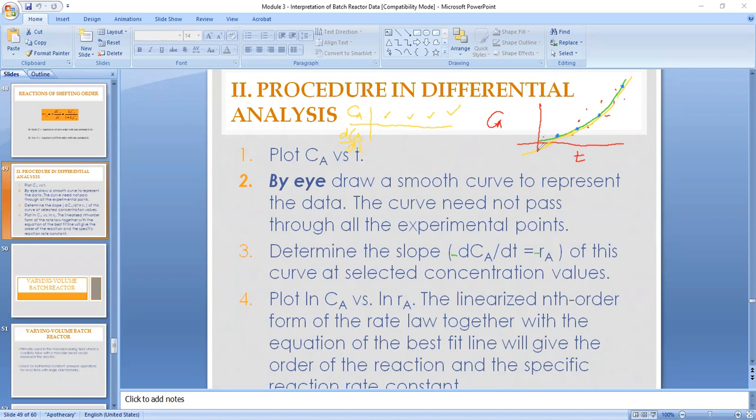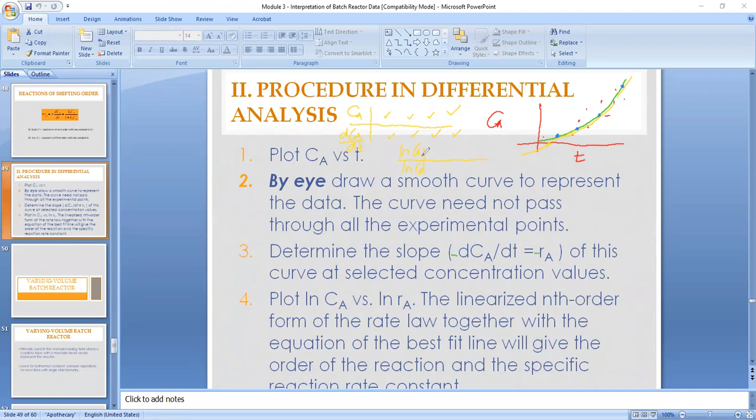The DCA dt, the slope of these 4 lines. So you will have that one also. It's written here. You have CA and DCA. What will you do with the CA and DCA? You get the LN. So from these 2 sets of data that you have, you get the LN of the concentration. So meaning you will have another table comprising the LN of CA and the LN of RA.